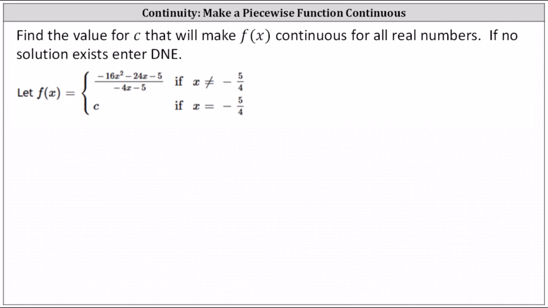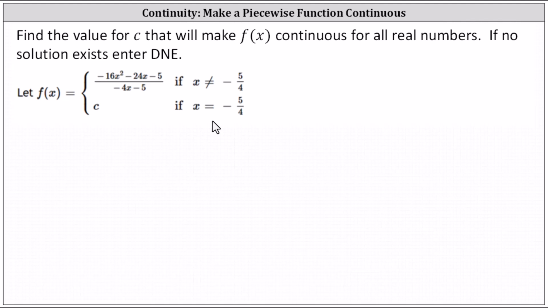Find the value of c that will make f of x continuous for all real numbers. If no solution exists, enter d and e. We are given f of x equals the piecewise defined function, where f of x equals the quantity negative 16x squared minus 24x minus 5 divided by the quantity negative 4x minus 5 if x doesn't equal negative 5/4, and f of x equals c if x equals negative 5/4.